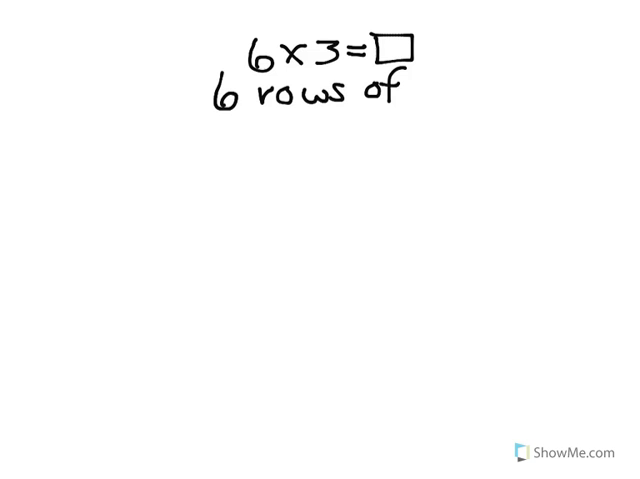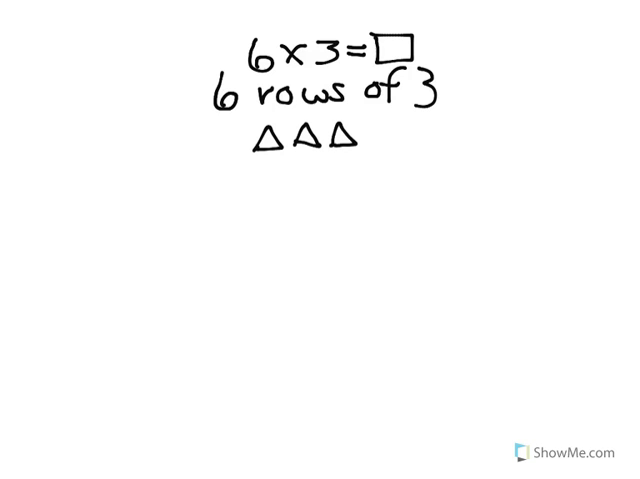The first thing we're going to look at is our multiplication fact of 6 times 3 equals something. An array is just an arrangement of rows. Just like any arrangement in multiplication, these rows need to be equal. So 6 times 3, when it comes to an array, is going to represent 6 rows of 3. Here I'm just going to use triangles to represent this.